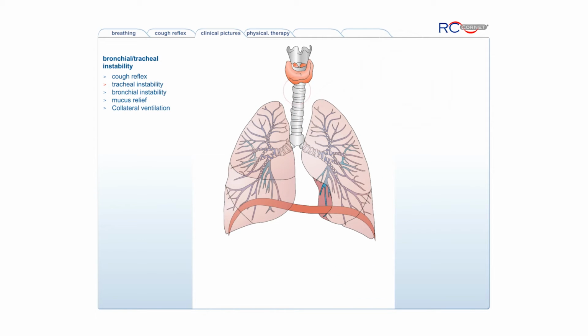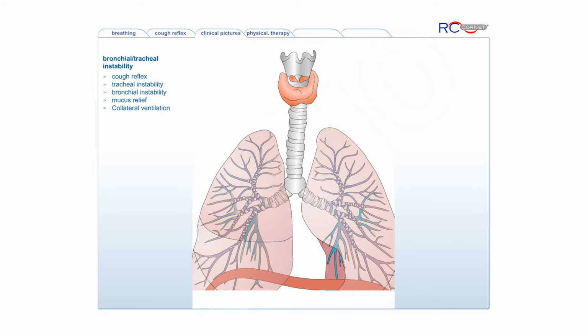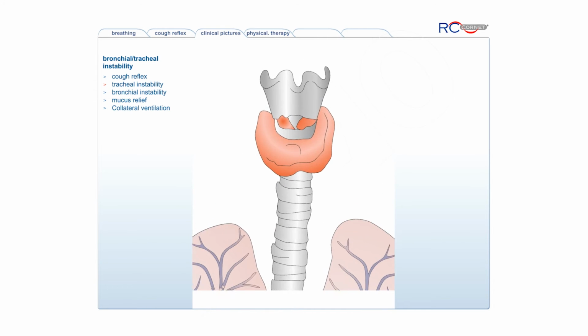Tracheal instability. The front and side of the trachea is stabilized by U-shaped cartilage, grayed out. The back wall of the trachea consists of a membrane and some muscle.